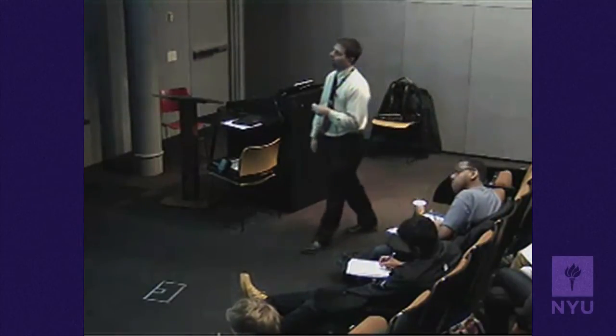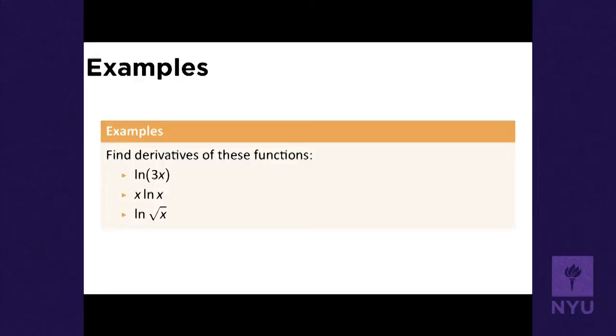All right, now that we know that, we can find derivatives of these functions. I'll give you 3. Natural log of 3x, x times natural log of x, and the natural log of the square root of x. Do the first one first.